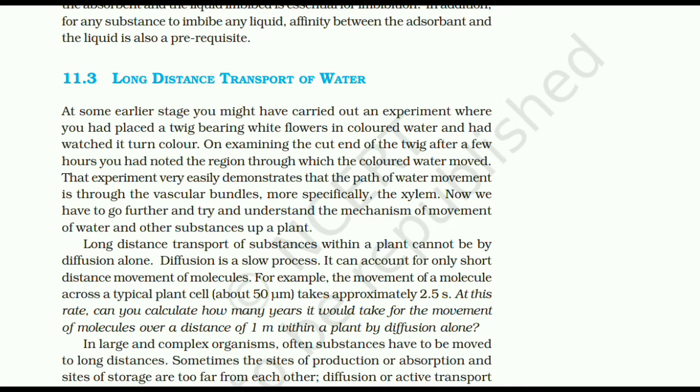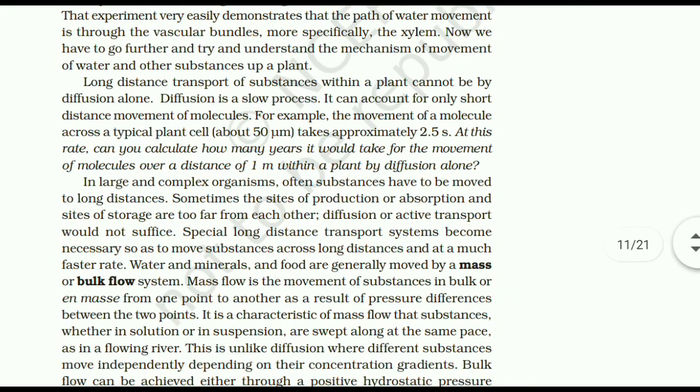Now we have to go further and try and understand the mechanism of movement of water and other substances up a plant. Long distance transport of substances cannot be by diffusion alone. Diffusion is a slow process. It can account for only short distance movement of molecules. For example, the movement of a molecule across a typical plant cell, about 50 micrometers, takes approximately 2.5 seconds. At this rate, can you calculate how many years it would take for movement of molecules over a distance of 1 meter within a plant by diffusion alone? Well, that would be many years.